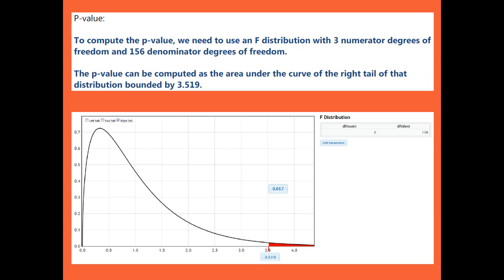So to compute the p-value, we need to use an f-distribution, more specifically one with 3 degrees of freedom in the numerator and 156 degrees of freedom in the denominator. StatKey will prompt you for those. After you put those in, it'll be a right tail test, so make sure you select that in the upper left, and then the cutoff should be the test statistic, which is 3.519. We end up with a p-value of 0.017.